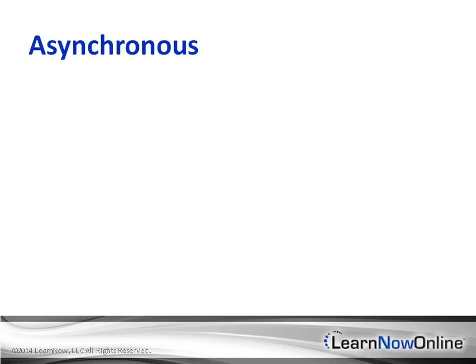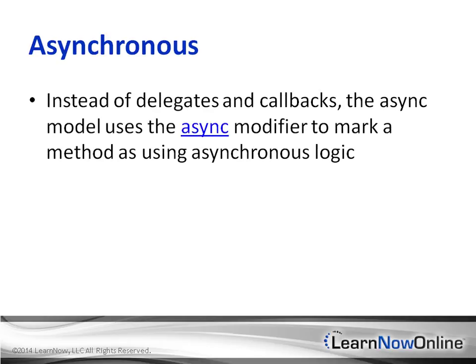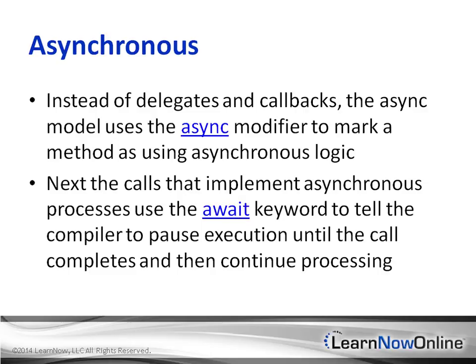The other type of coding is asynchronous, where we've got operations happening and we need to wait until they've finished and then continue processing. Instead of using delegates and callbacks, which can be fairly complex and hairy code to understand, the async model uses the async modifier to mark a method as using asynchronous logic, and the compiler then converts that code into the same thing that was generated by the delegates and the callbacks. And next, you put in an await keyword to allow us to wait for that processing to finish, and then we can continue on until the processing is finished.